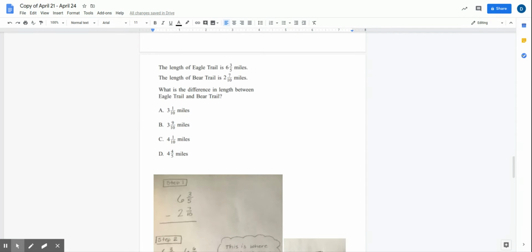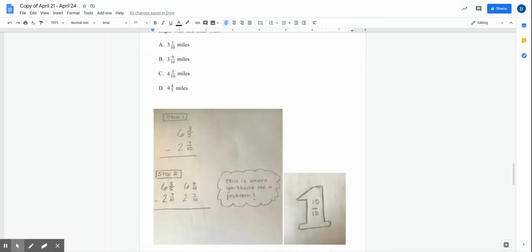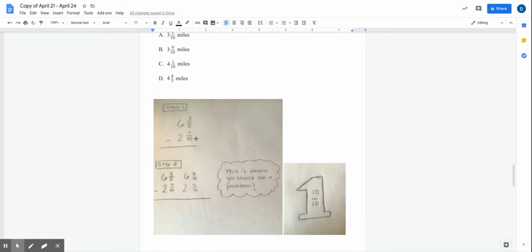Next one. The length of Eagle Trail is 6 3/5 miles. The length of Bear Trail is 2 7/10 miles. What is the difference in length between Eagle Trail and Bear Trail? Because it says what is the difference in length, I know I'm going to subtract. So I lined them up first. I wrote out my numbers, 6 3/5 minus 2 7/10.